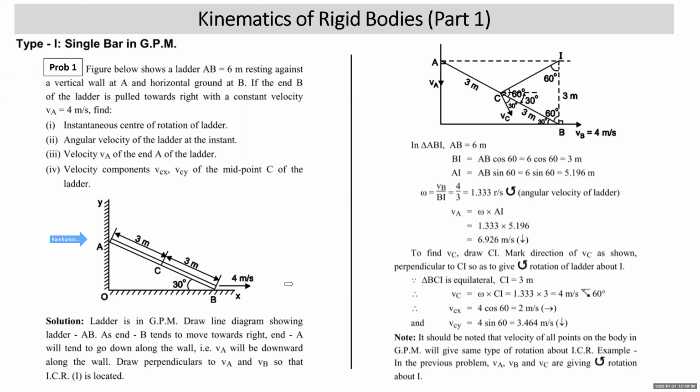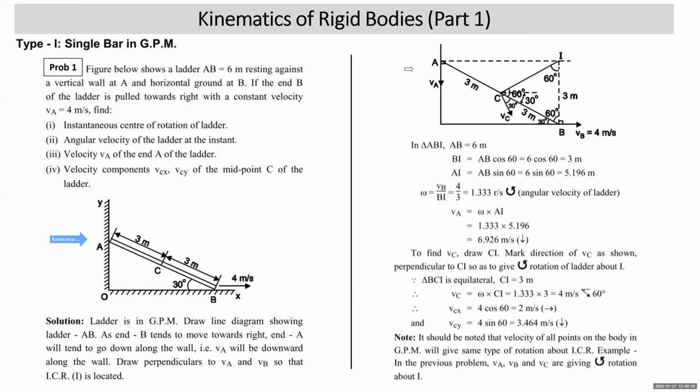As end B is pulled towards the right, end A will slide along the vertical plane or not? When end B is being pulled towards the right, end A is bound to follow the plane. If the plane is vertical, end A will move vertically down. If it is inclined, it will follow that way. Is that clear to everybody? So that means at this instant, the velocity of point B is towards the right by 4 meter per second. The velocity of point A will be vertically down.